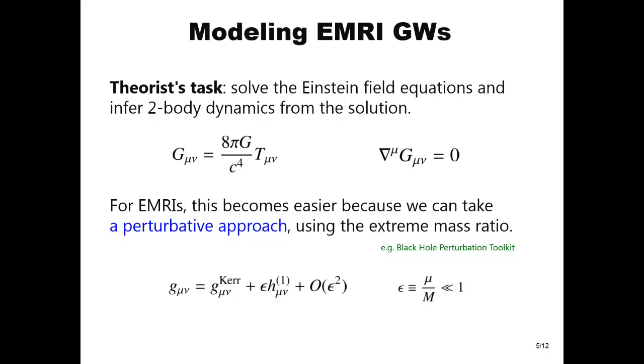To get these scientific payoffs maximally, the theoretical task that we need to take is modeling the gravitational waves of the EMRI very accurately. This is done by solving the Einstein equation and inferring the two-body dynamics from the solutions. In practice, however, this task is very hard because the Einstein field equation is a nonlinear coupled differential equation, and we usually need a numerical relativity type simulation on a supercomputer. However, for EMRIs this task becomes easier because we can take a perturbative approach using the extreme mass ratio of the binary. For example, the space-time metric of the binary system can be expanded in powers of the mass ratio around the background black hole spacetime described by the bigger black hole.